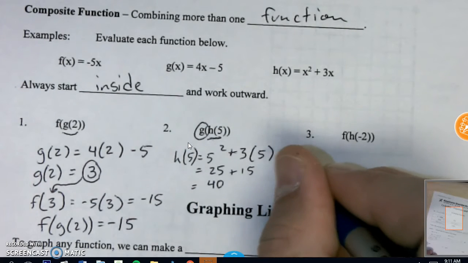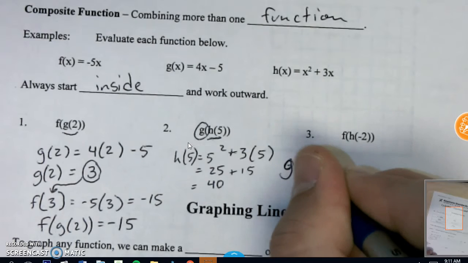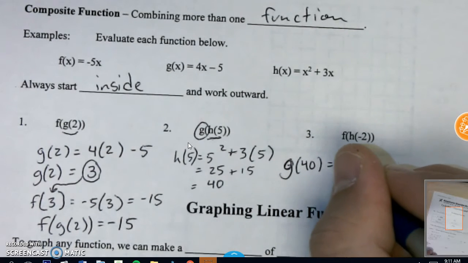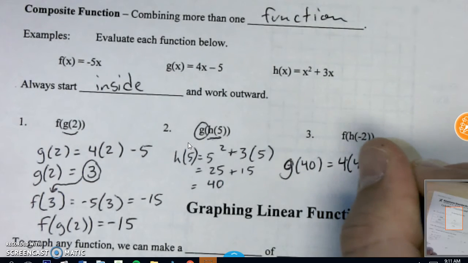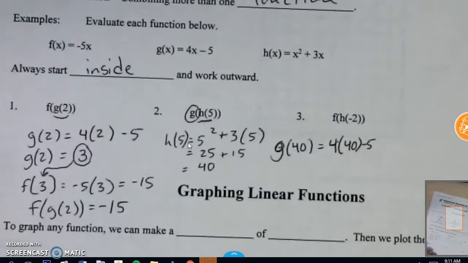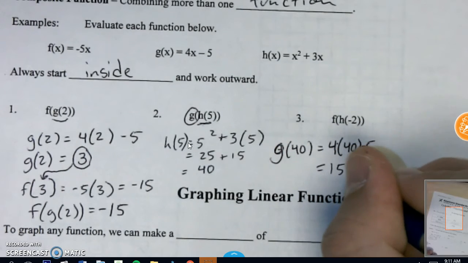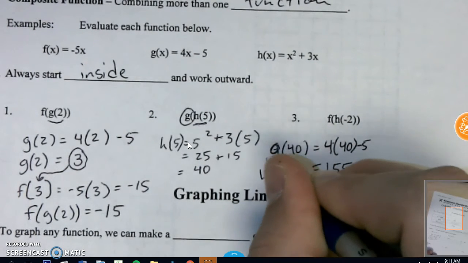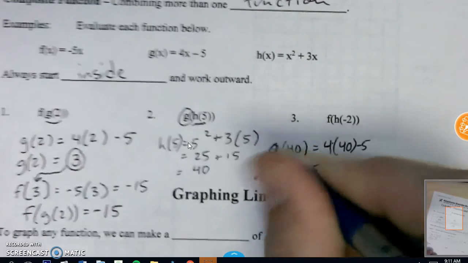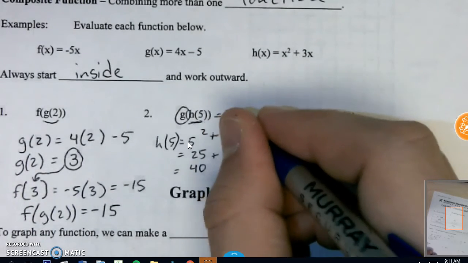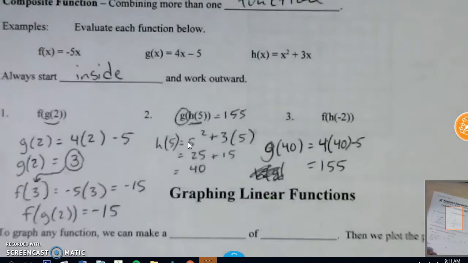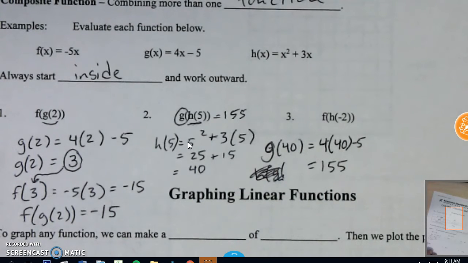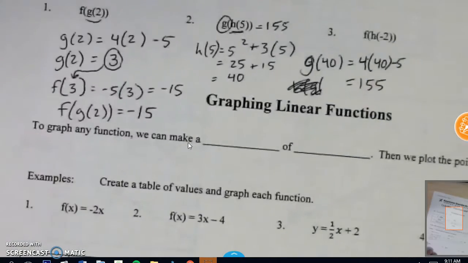So then I do g, let's do g of 40 is equal to 4 times 40 minus 5. Okay, so 4 times 40 is 160, so 155 is your answer. 155. So our final solution is h of g, that's backwards. G of h of 5 is equal to 155. So you work your way inside out, solve the inside function first, and then plug it in for your solution for the next problem.